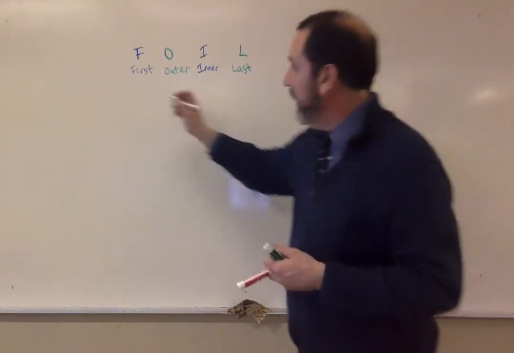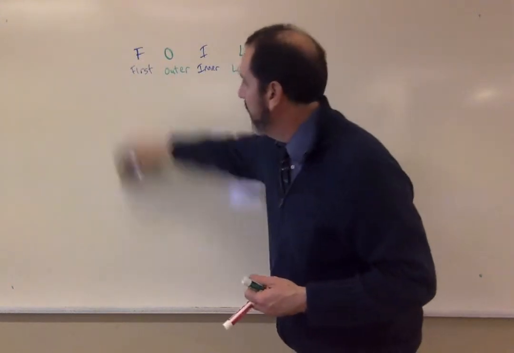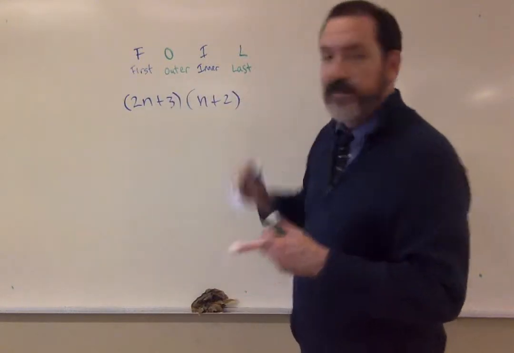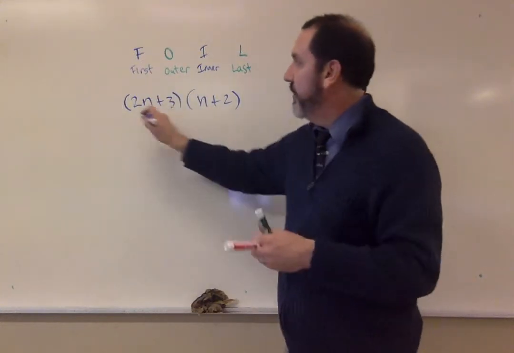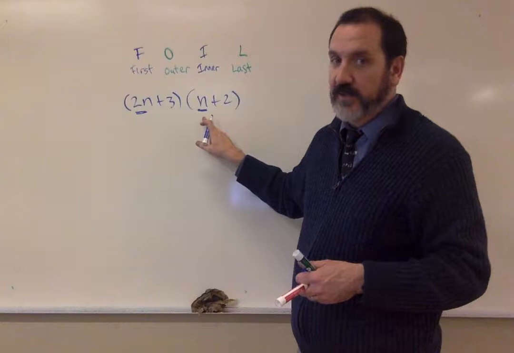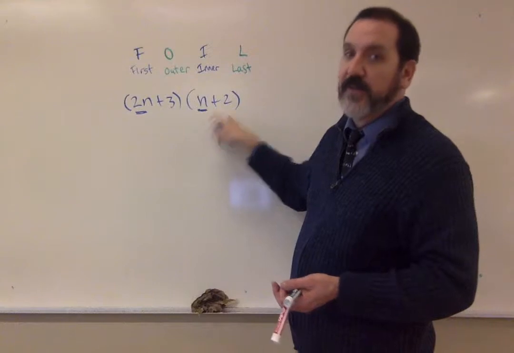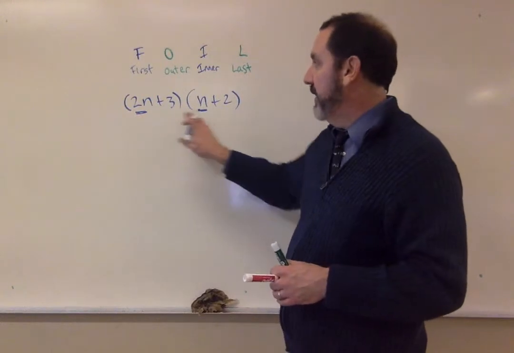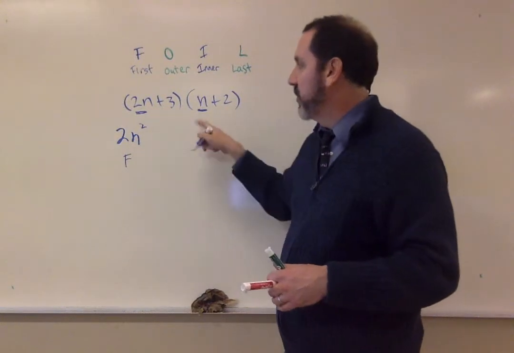But okay, so FOIL. Again, we're going to be multiplying 2n plus 3 times n plus 2. Now, when we say first, what we're talking about is taking the first term from the first factor and the first term from the second factor. Now, this FOIL only works when you're multiplying two binomials. If you have a trinomial over here, you're going to have to adapt this method. But 2n times n, so I'm going to get 2n squared when I multiply the first terms.